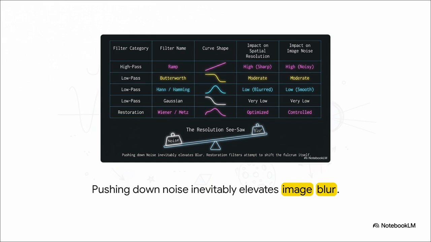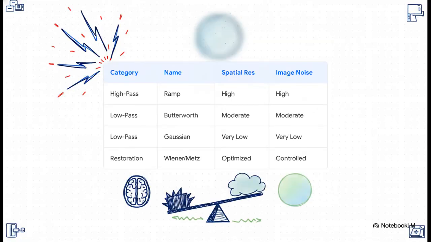If you try to push down high-frequency noise to make the image smoother, you inevitably elevate the blur, which completely destroys your sharp edges. But if you try to minimize the blur to get crisp, sharp resolution, you heavily amplify the statistical noise, making the image a terribly grainy mess. You just cannot perfectly have both. Different software filters handle this trade-off in completely different ways. A high-pass filter, like the ramp filter, gives you high, sharp spatial resolution, but at the painful cost of high noise. A low-pass filter, like a Gaussian filter, heavily blurs the image, giving you very low resolution, but creates a super smooth, low-noise picture. It is a strict seesaw trade-off.